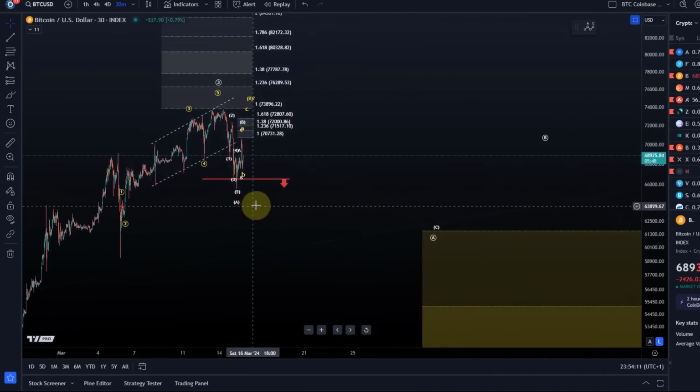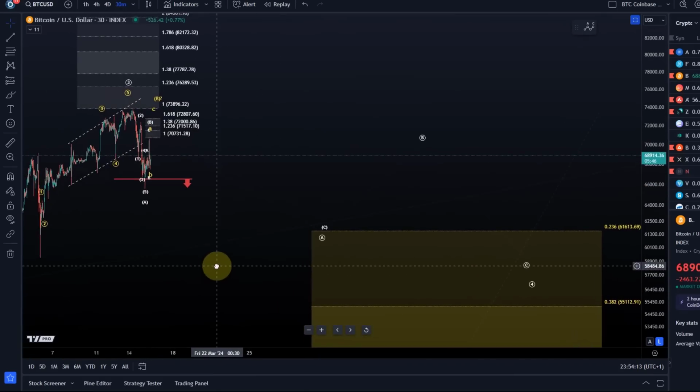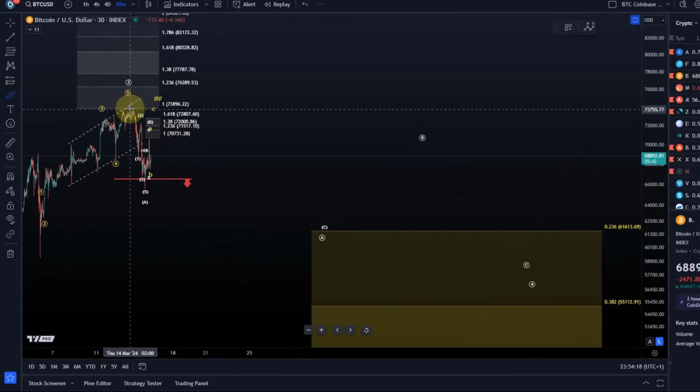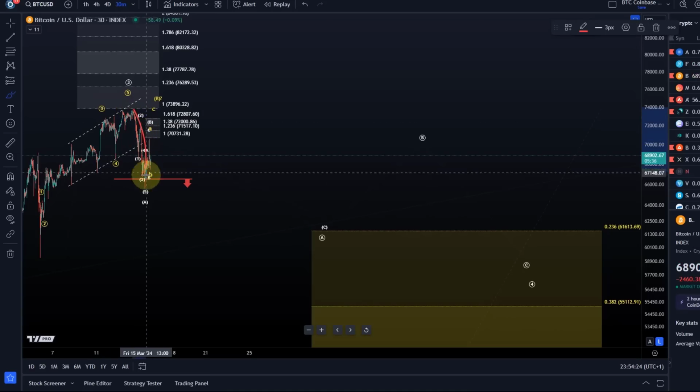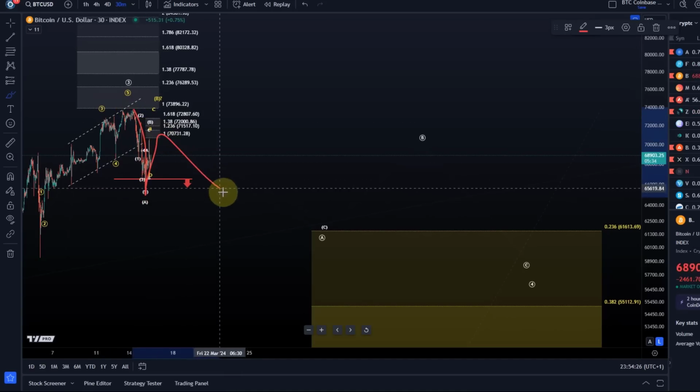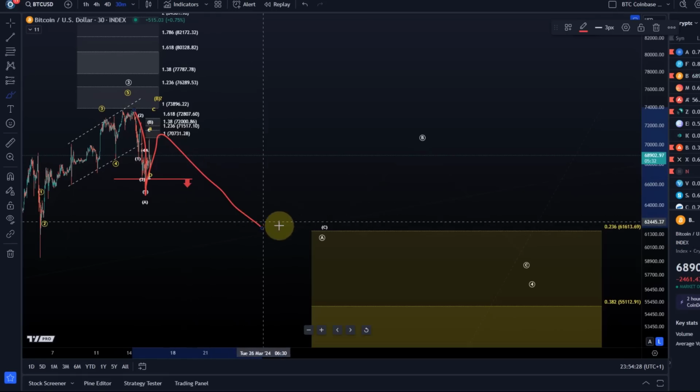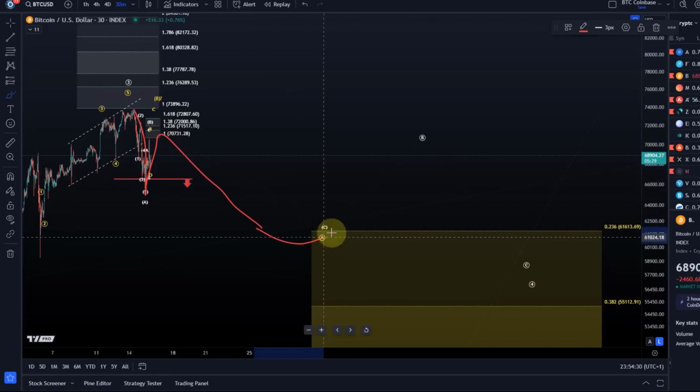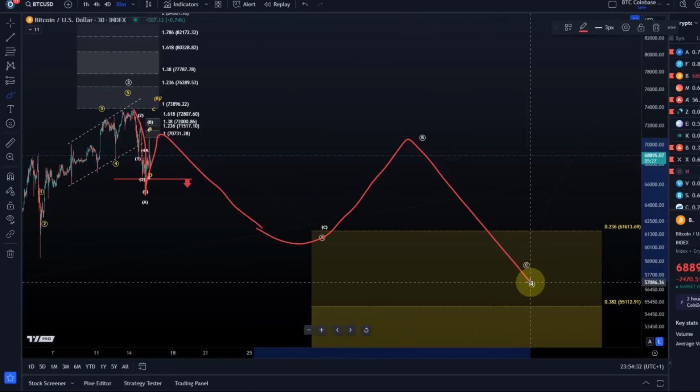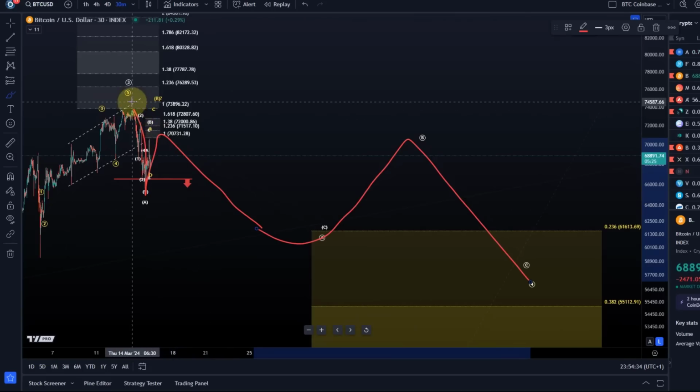Just briefly before we do that, looking at the overall structure, it is currently assumed that a third wave topped most likely here on Thursday, and we're now forming an A, B, C structure. That could again form a larger A wave that would result in a larger B wave and then in a larger C wave. It is possible that after the first ABC, the correction is complete.